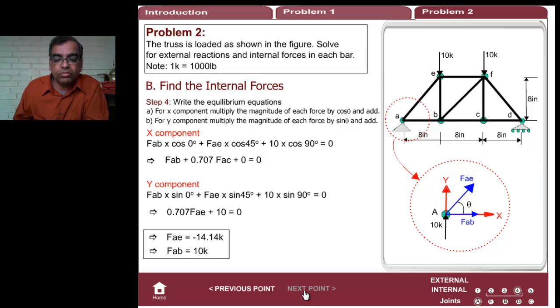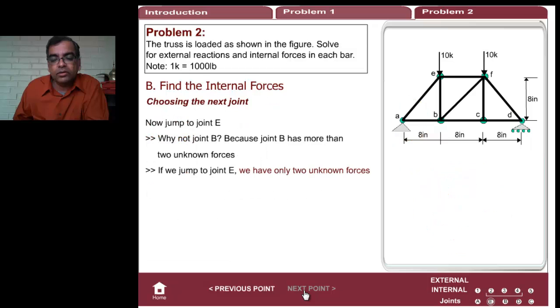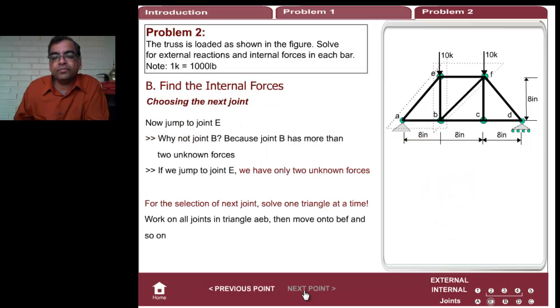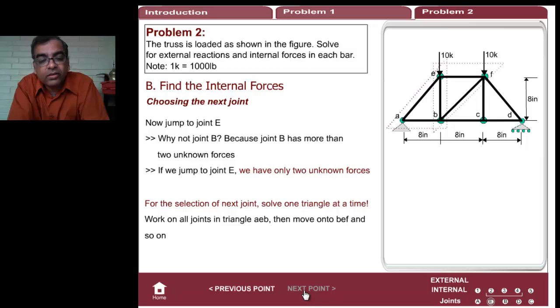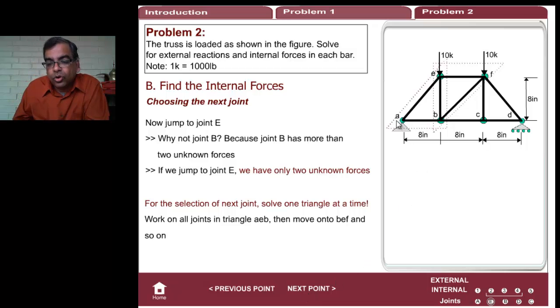Okay, off we go to the next joint. Notice I have drawn some triangles. The idea is don't go from joint A to joint C. You have to solve a triangle at a time. Can you see the dotted lines? You have to solve a triangle at a time.